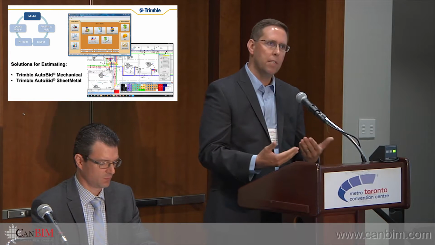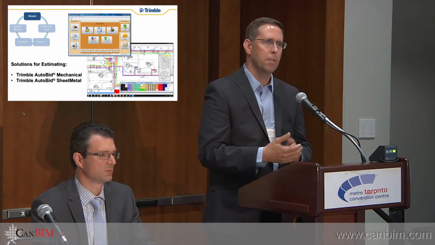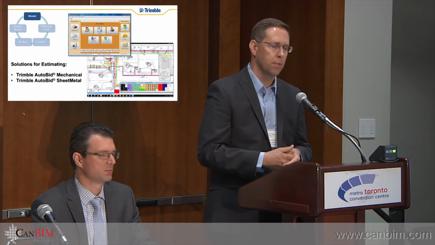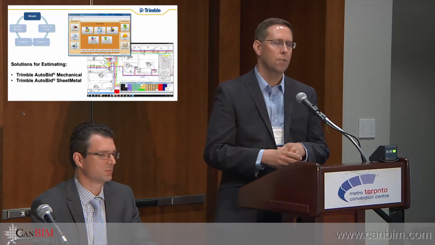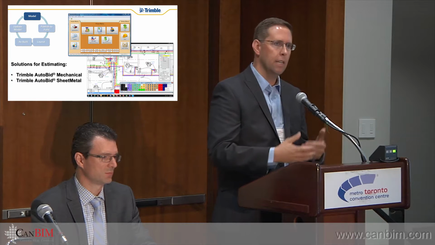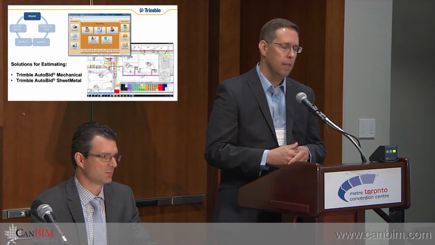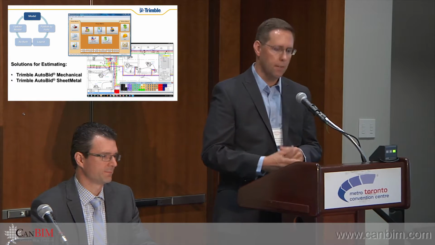But then also during the modeling process, you have to be concerned with estimating and keeping your estimates up to speed with what your models are doing. And so we have 2 solutions called Trimble AutoBid Mechanical and Trimble AutoBid SheetMetal, focused specifically for mechanical contractors. And those allow you to bring that model information by bringing the bill of materials directly into both of these programs to then create your estimates for labor and materials without having to retake that information off.